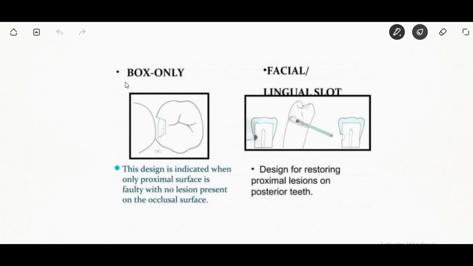The box only preparation design is indicated when only the proximal surface is faulty, with no lesions present on the occlusal surface. The facial or lingual slot is designed for restoring proximal lesions on the posterior teeth.